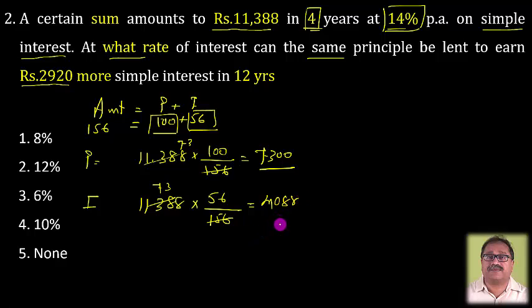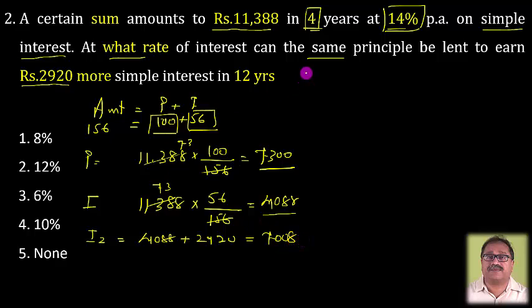So this is interest. Now, if I look at the question, at what rate of interest can the same principal be lent to earn 2,920 more interest? Now, simple interest. Now here I got a simple interest of 4,088. He wants 2,920 more. That means the required interest is 4,088 plus 2,920, which gives us 7,008. So this is my required interest.